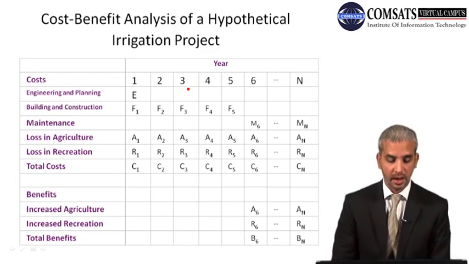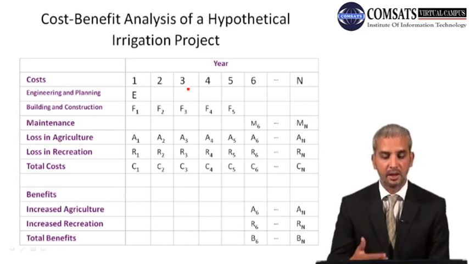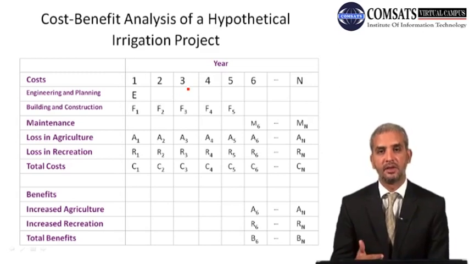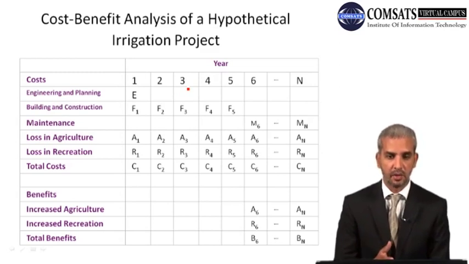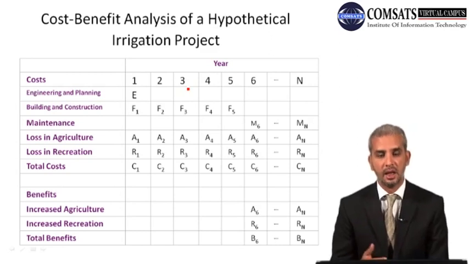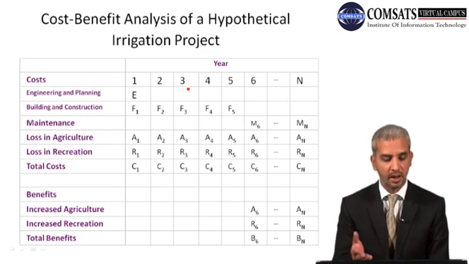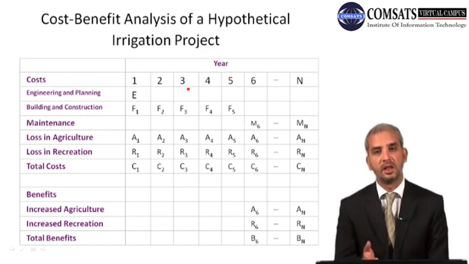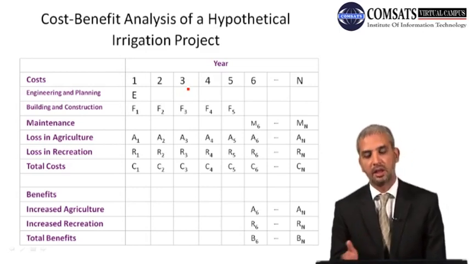And then there are benefits of the project. Now one major contrast you see over here between costs and benefits is that costs start to be incurred from the very first year, when the building, construction, planning and engineering process starts, and even loss in agriculture and loss in recreation start from the very first year. Only one of the costs, which is maintenance cost, starts when the project is up and running.